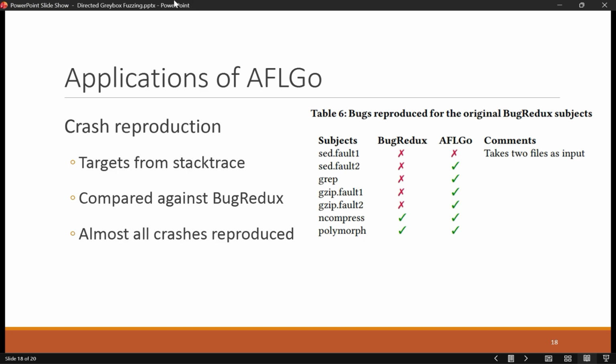A software that currently exists to attempt this is Bug Redux. When they ran a test to find all of these different crashes against Bug Redux, they found that AFL-Go was able to find almost all of the crashes, except for one, which was attributed to the fact that it required 2 files as input, and AFL-Go was only engineered and written to provide one file. So likely they would have been able to find that crash had it been written to do this test better.